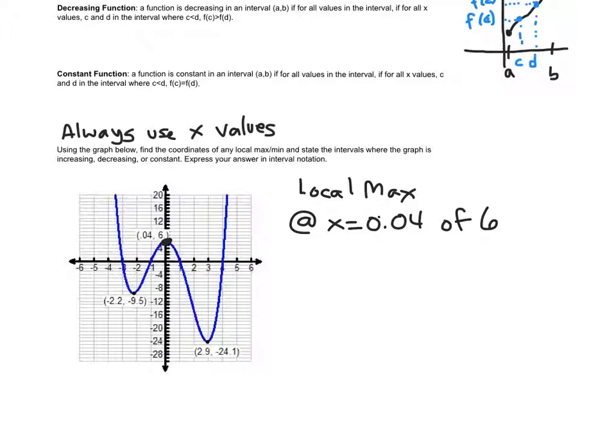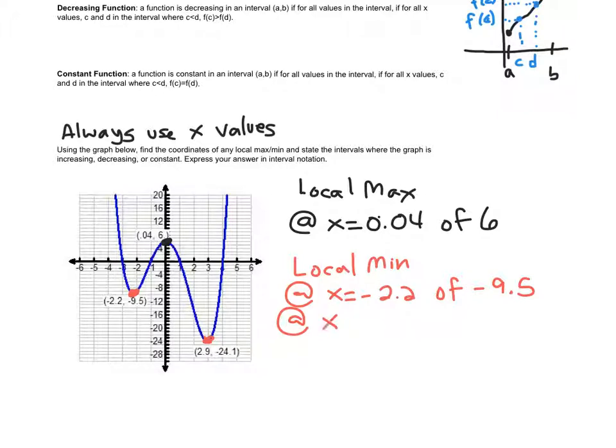As far as minimums, I see a local min down here and a local min down here. The first one is at x equals negative 2.2, of negative 9.5. And I have a second local minimum at x equals 2.9, again using the x value for where it occurs. And that minimum value is going to be of negative 24.1. Now, the second one is actually an absolute minimum because that's at the very bottom of the function for the whole domain. There actually is no absolute maximum because this thing is going to keep going up forever and ever and ever.